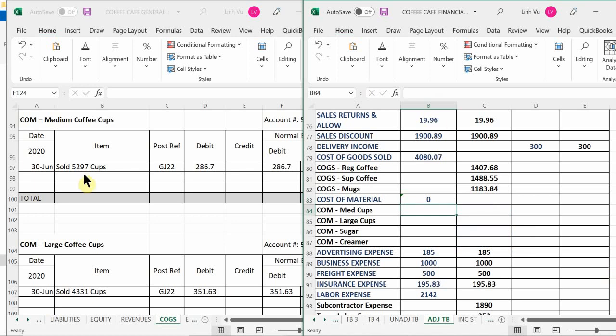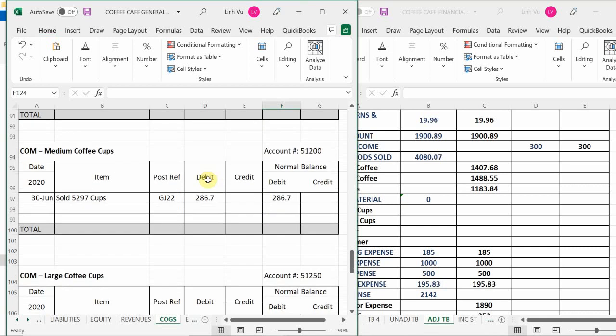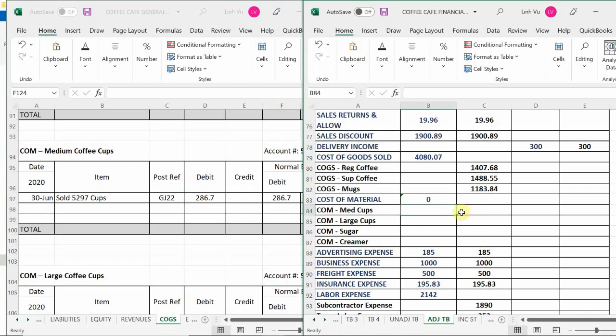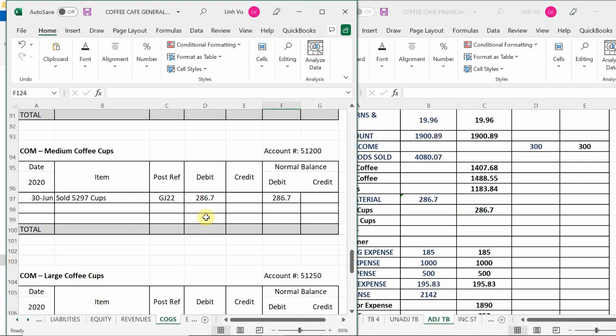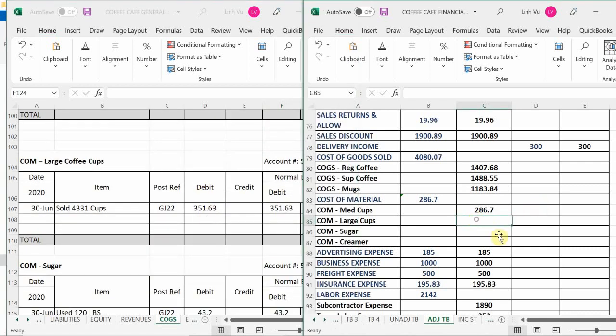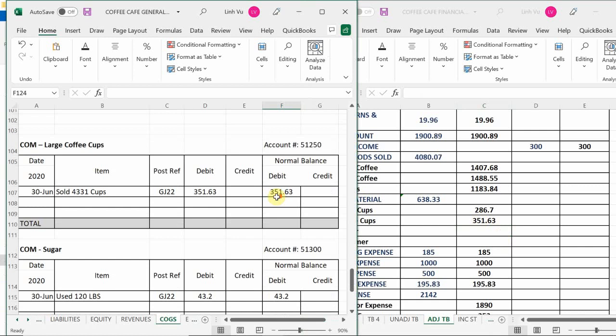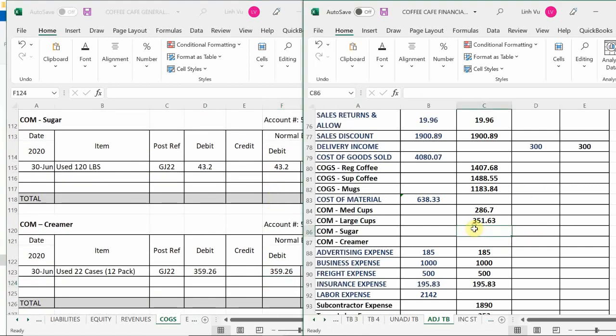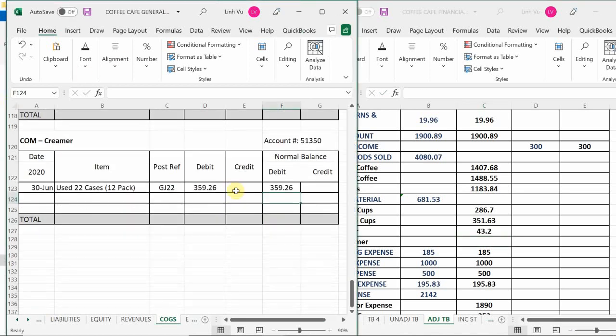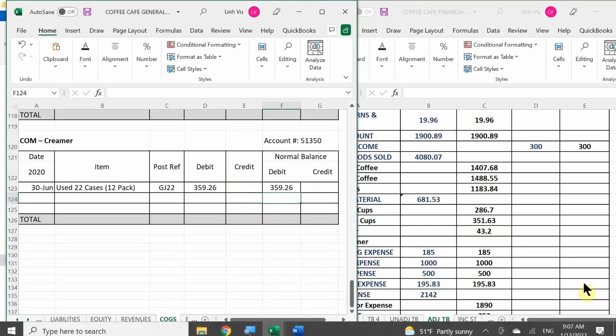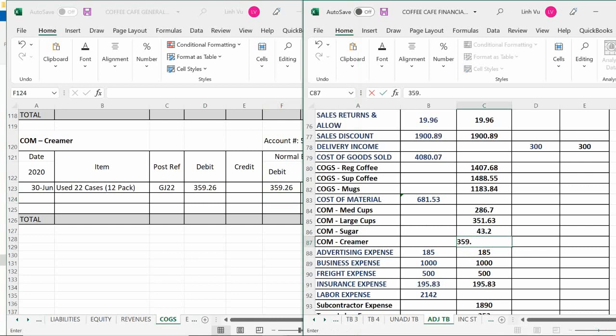So starting with the cost of materials for the medium cups, we have $286.70. Okay. We have our large cups was $351.63. Our sugar was $43.20. And our creamer was $359.26. Okay. Giving us a grand total cost of materials to be $1,040.79.